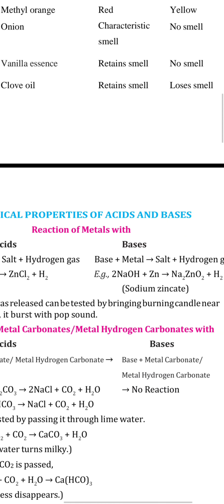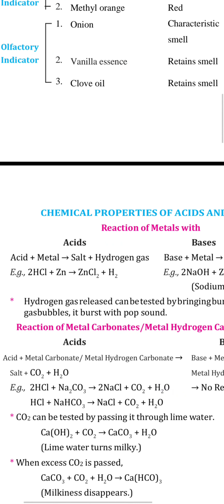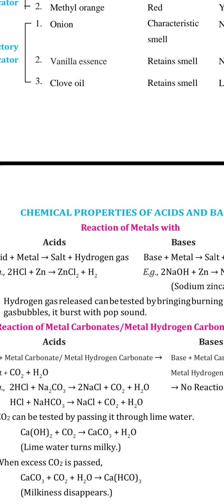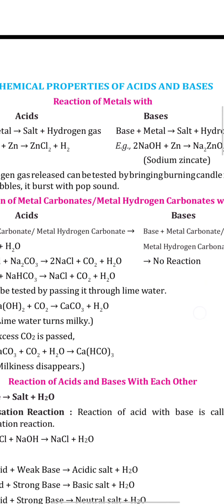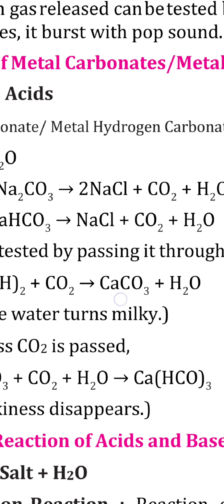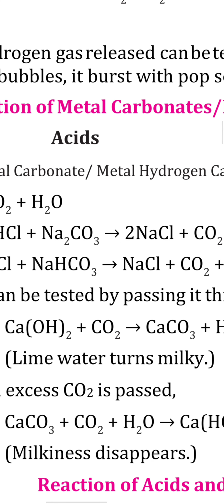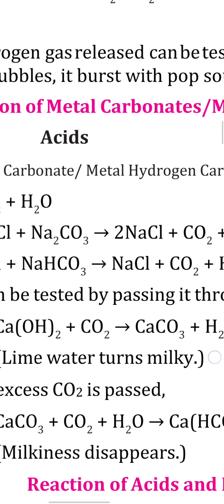Reaction of acids with metal carbonates and metal hydrogen carbonates. When a metal carbonate or metal hydrogen carbonate reacts with acids, they give salt, CO2 and water. Here are some reactions: when HCl reacts with sodium carbonate, HCl is the acid, sodium carbonate is the base, we get salt plus CO2 plus H2O. HCl reacts with bicarbonate to give NaCl, CO2 and H2O.